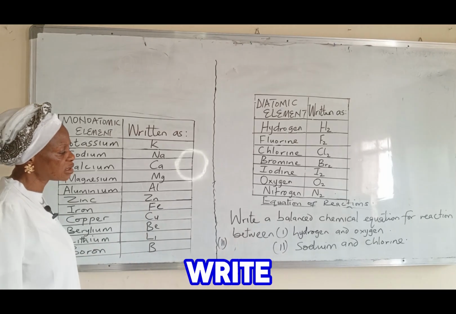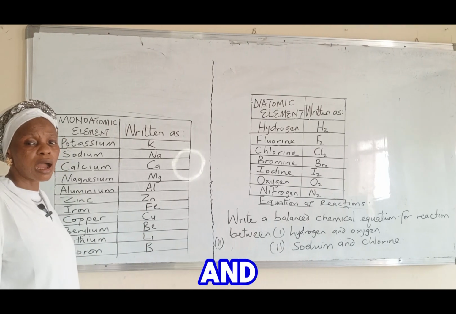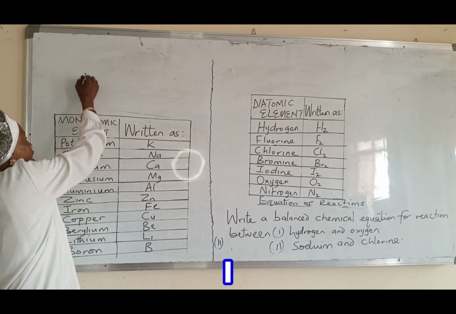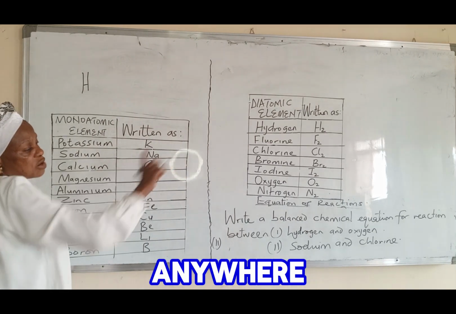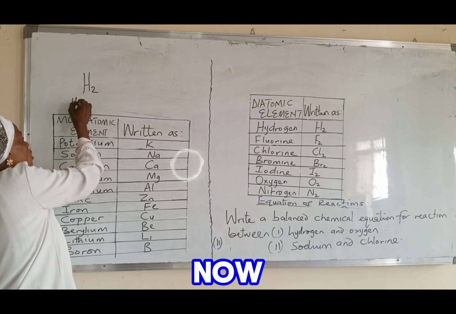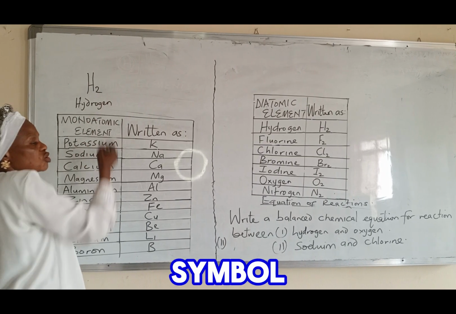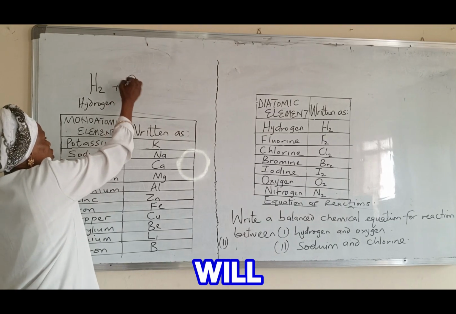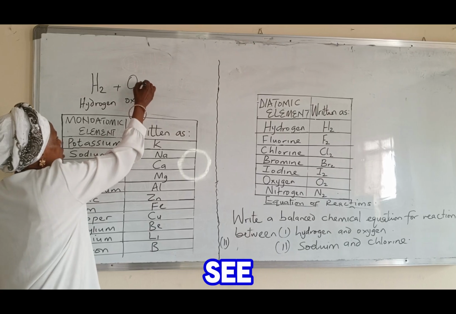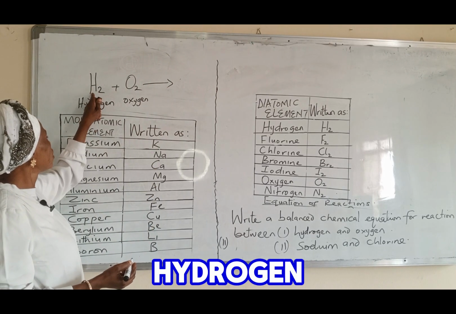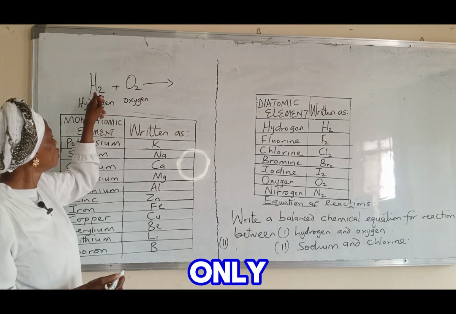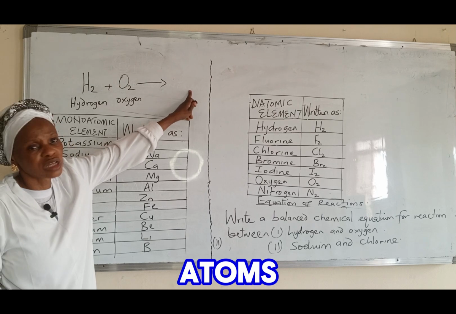So look at the way I want to write the equation between hydrogen and oxygen and how I will balance it for the useful products they will form. Look at hydrogen. I cannot write ordinary H. I've told you anywhere hydrogen wants to appear in a chemical reaction, it has to be H2. This is now your hydrogen. It's not the symbol you will write. Then plus oxygen will appear as O2, right? And they are gases. Now we have just two elements, hydrogen and oxygen. So whatever you want to get here must involve only hydrogen and oxygen as the atoms.